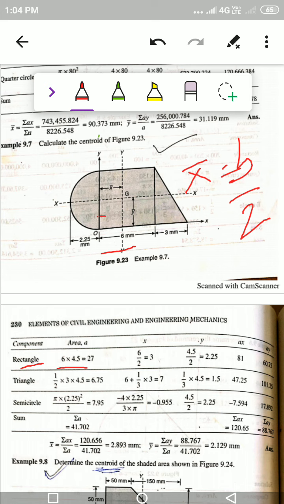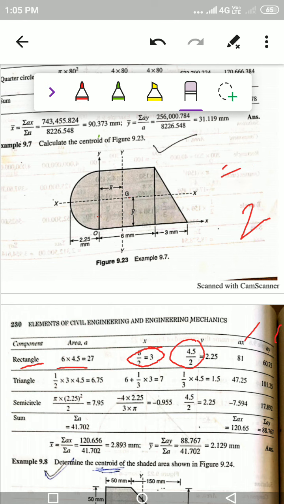Therefore, x bar of the rectangle becomes this. The red line indicates the x bar distance of the rectangle, that is b by 2, that is 6 by 2. And y bar is nothing but what? From here to here, the y bar distance, the center of the rectangle, is 4.5 divided by 2, that is d by 2. After that, calculate ax and ay values. So this is the centroid of our rectangle.